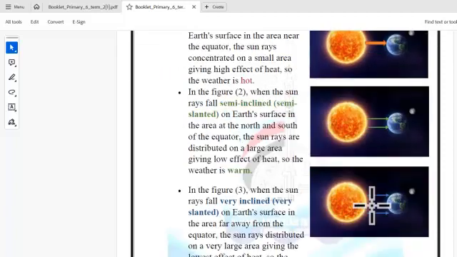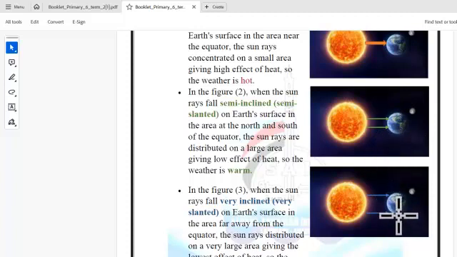In figure 2, when the sun rays fall semi-inclined or semi-slanted on the Earth's surface, in the area north and south of the equator, the sun rays are distributed on a large area giving low effect of heat, so the weather is warm.